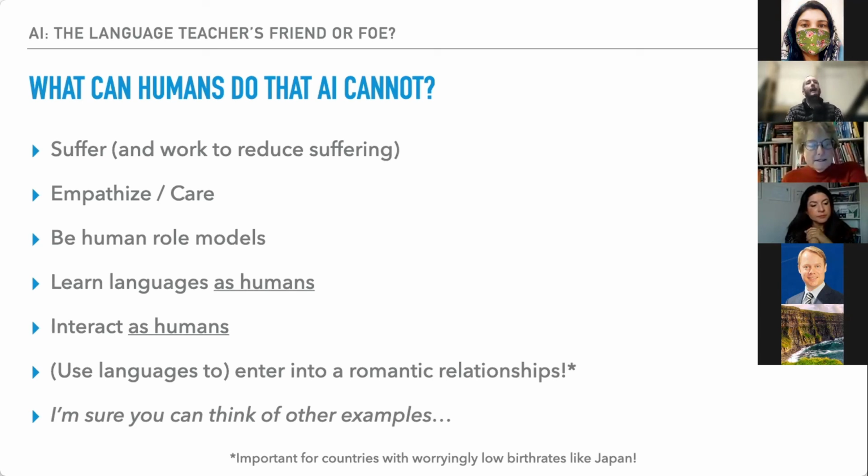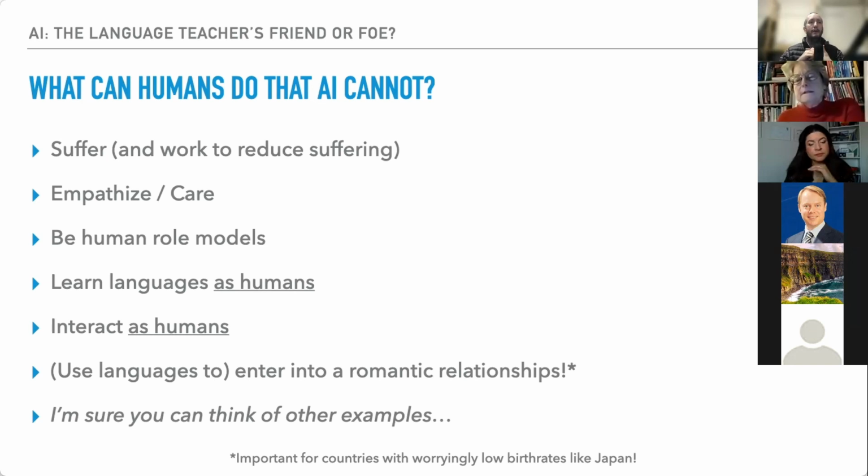An AI can provide an accurate grammatical model of language. It can provide an accurate phonetic model of language, but it can't do it as a human being. So again, if you want humans to learn a language from other humans, then obviously AI can't do that. It's not human, so it can't do it. And we can interact as humans.